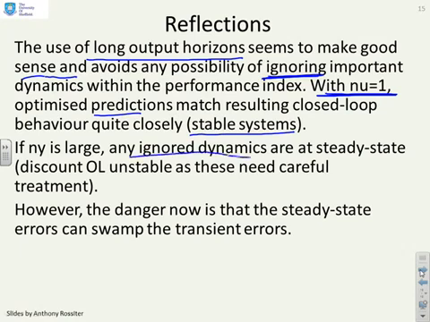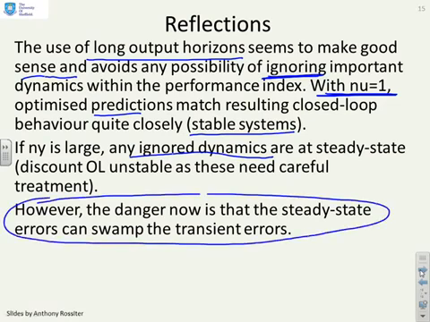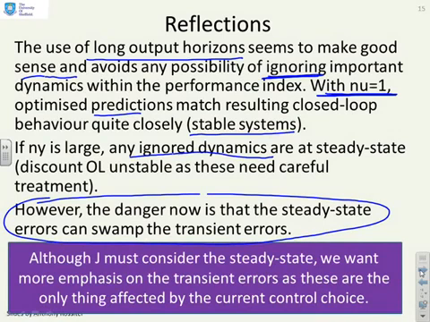Any ignored dynamics are at steady state, and therefore there's nothing to worry about, and we're obviously not talking about unstable systems here. But here's the problem. We've put so much focus on the steady state that there is now no focus at all on the transient errors. J must consider the steady state, but we want more emphasis on the transient errors as well, because that tells us about transient behavior and performance.